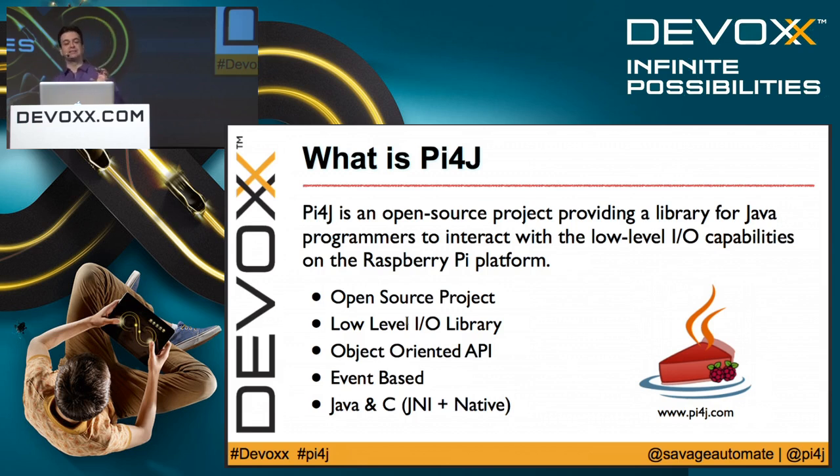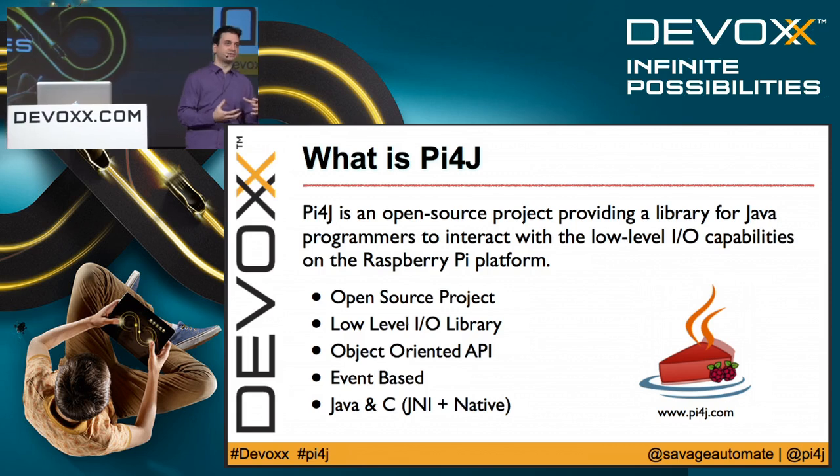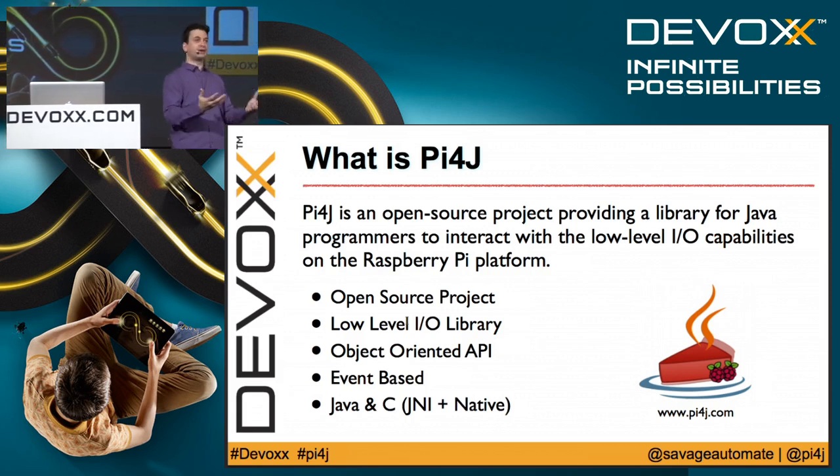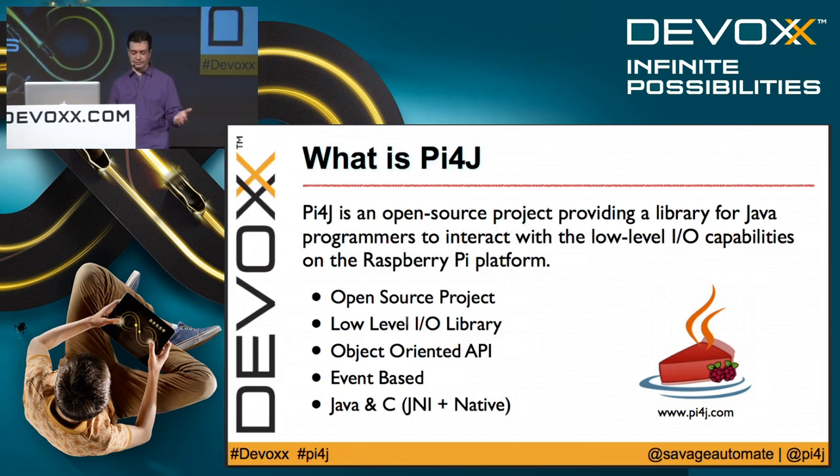So Pi4J is an open source project that provides Java programmers a low-level I/O access library. It's an object-oriented API because we as Java programmers prefer to model things based on the real world, and we want to interact with objects rather than a utility kind of procedural type of implementation. And then I felt it was also extremely important to bring an event-based API to Java programmers, so that when we sense something in the I/O state of the Raspberry Pi, we can event that up, and you can handle it just in an event handler.